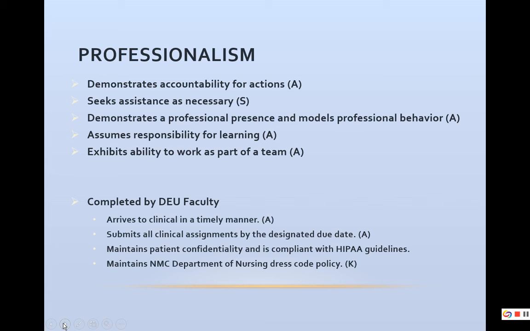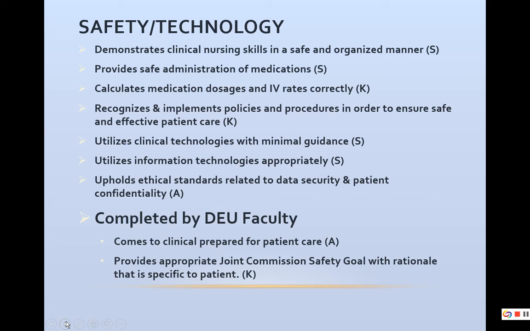So completed by the DEU faculty, again, arriving to clinical in a timely manner, getting their paperwork in, following the dress code, and we already have talked in the past about confidentiality and HIPAA guidelines. So all of these are aspects that show up in their clinical evaluation tool.